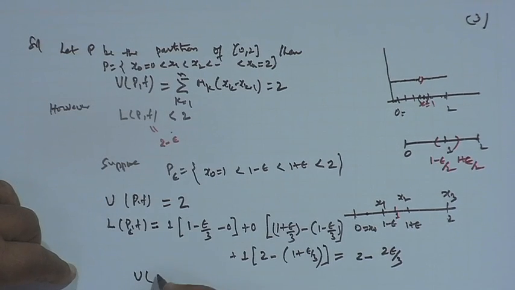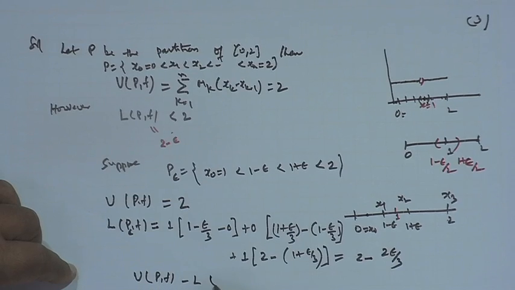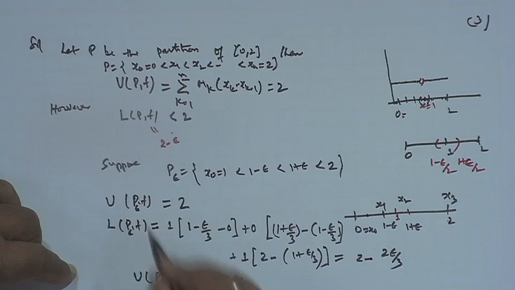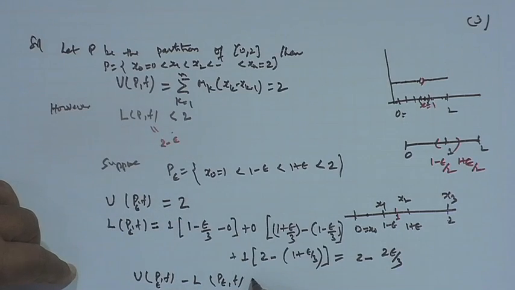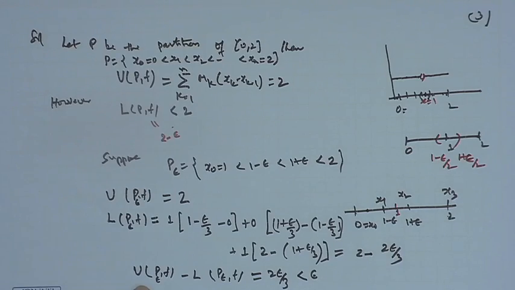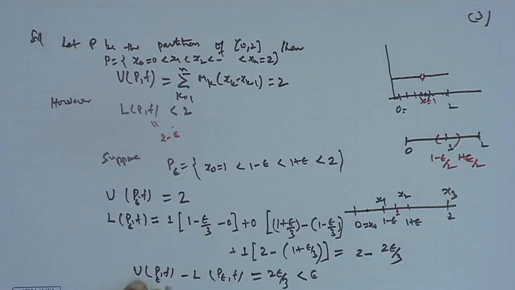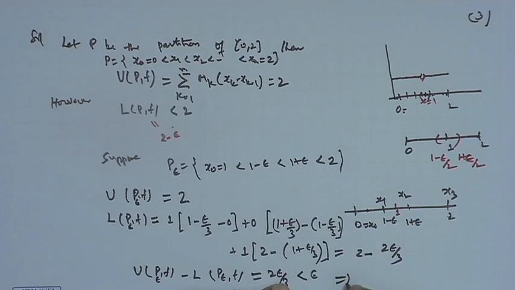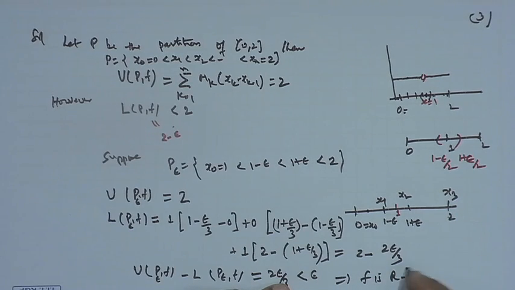Therefore, what is the difference? Upper sum minus lower sum is nothing but 2 epsilon by 3, which is strictly less than epsilon. This is the next sufficient condition for a function f to be Riemann integrable: if for a given epsilon the upper sum minus lower sum is strictly less than epsilon, then the function must be Riemann integrable. So, this shows f is Riemann integrable.